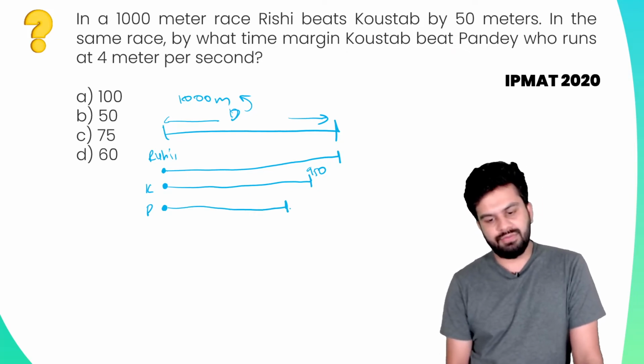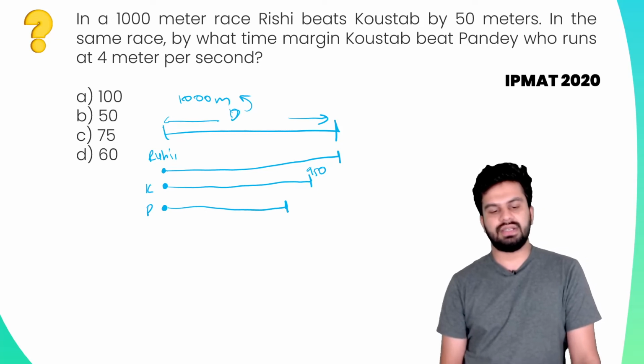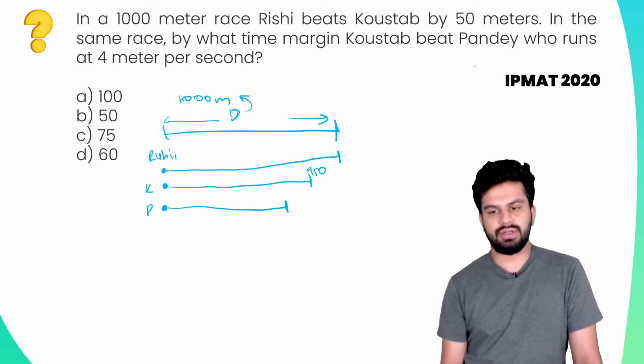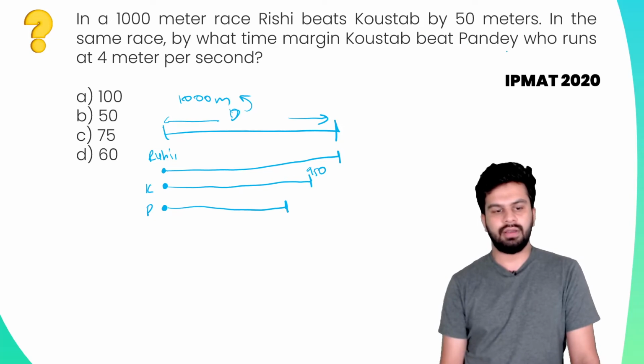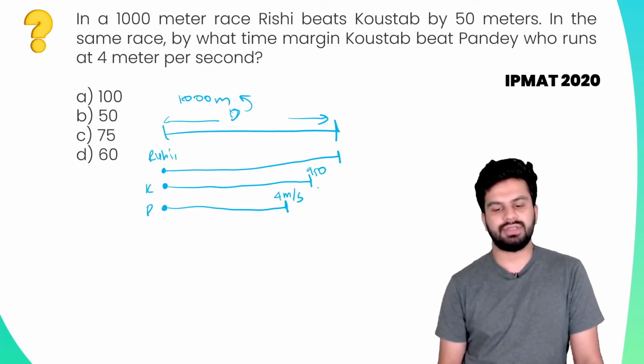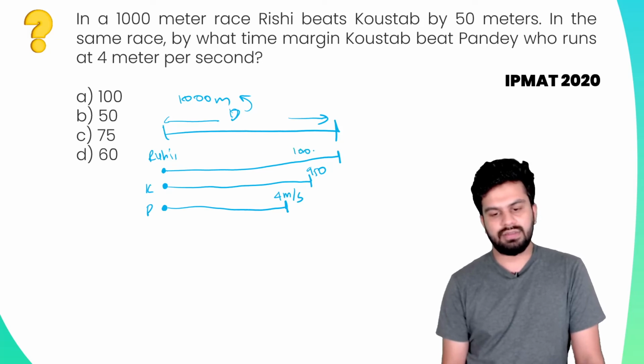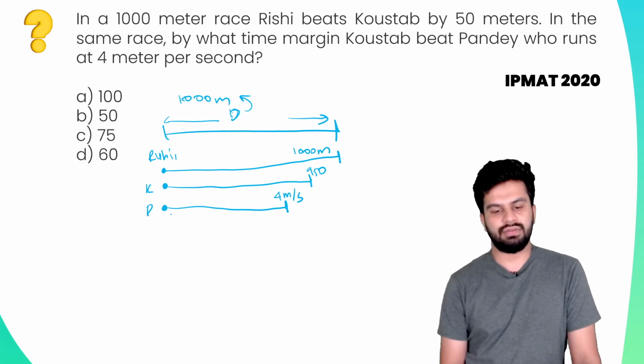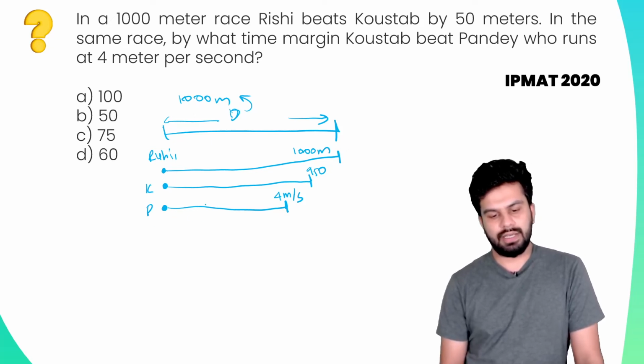Okay, Pandey have taken some, Pandey cover in the distance would be lesser than Kaustubh, because it is given that Kaustubh beat Pandey, who runs at 4 meter per second. Okay, Pandeyയുടെ സ്പീഡ് തന്നിട്ടുണ്ട് 4 meter per seconds, and this is what we know, like the distance covered by Rishi, Kaustubh and Pandey is given. We know the time is same in all the 3 cases. So ഇവിടെ the time, if time is t, here also the time is t, here also the time is t.